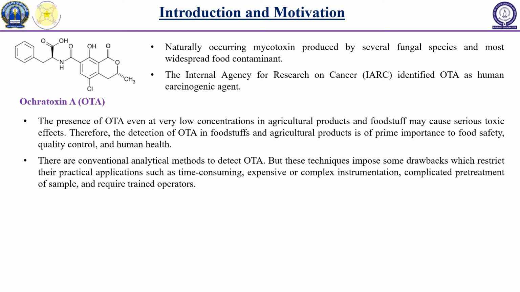Ochratoxin A is a naturally occurring mycotoxin produced by several fungal species and is a widespread food contaminant. It is mostly present in cereals, fruit juices, spices, etc. The International Agency for Research on Cancer, IARC, identified OTA as a human carcinogenic agent. The presence of OTA even at very low concentrations in agricultural products and foodstuffs may cause serious toxic effects. Therefore, the detection of OTA in foodstuffs and agricultural products is of prime importance to food safety, quality control and human health.